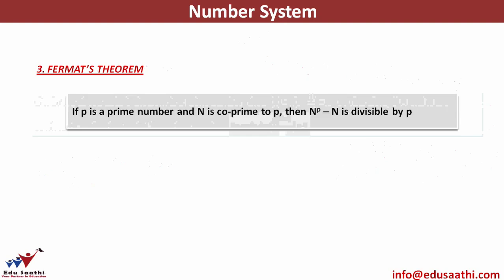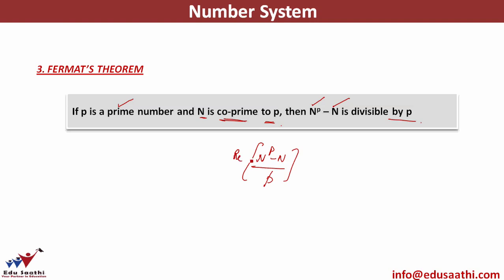Fermat says, if p is a prime number and n is a number which is co-prime to p. So, what does that mean? n and p have nothing in common to share. They have an HCF of 1. If p is a prime number and n is co-prime to p, then n raised to power p minus n is divisible by p. That means n raised to power p minus n when divided with p would give me a remainder of 0.